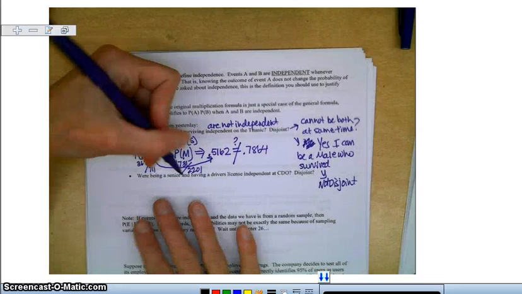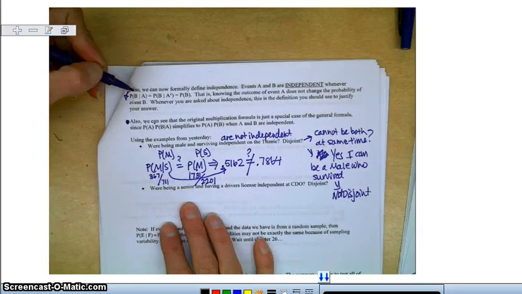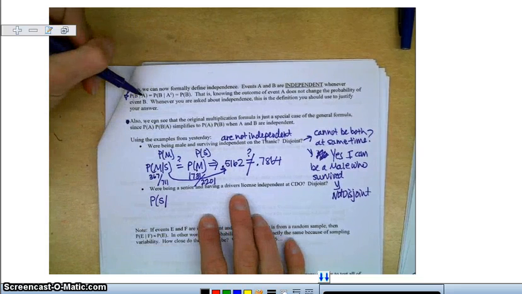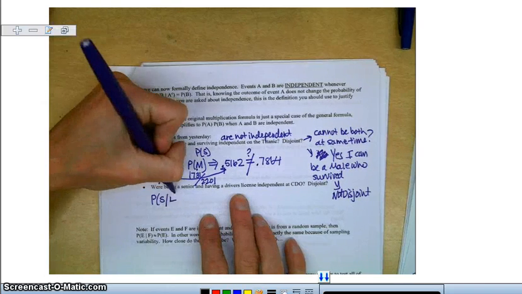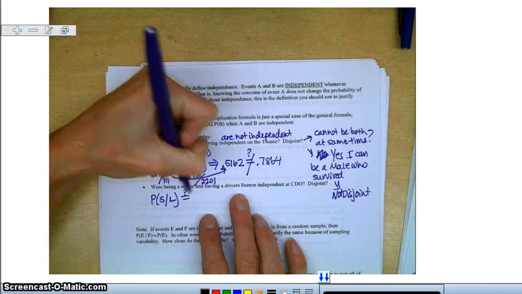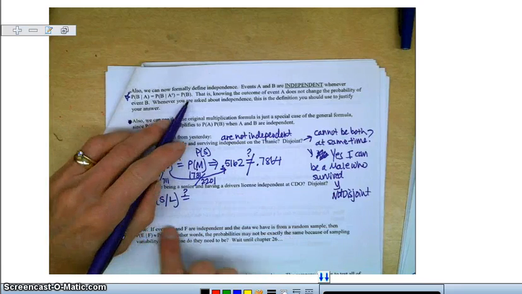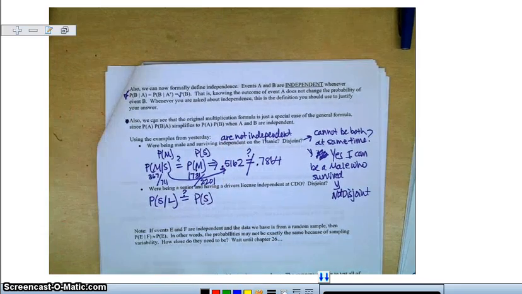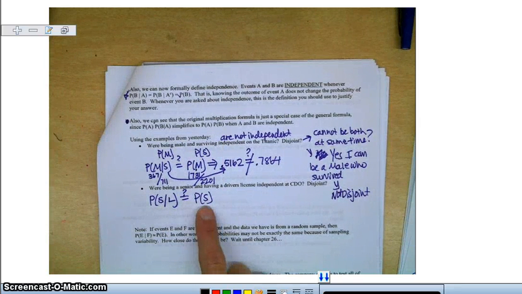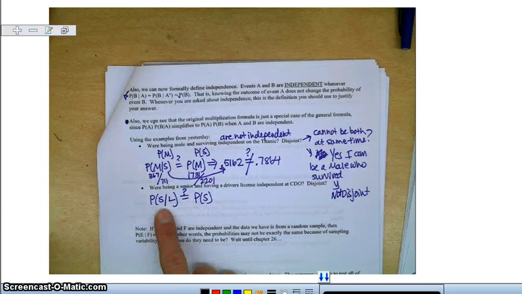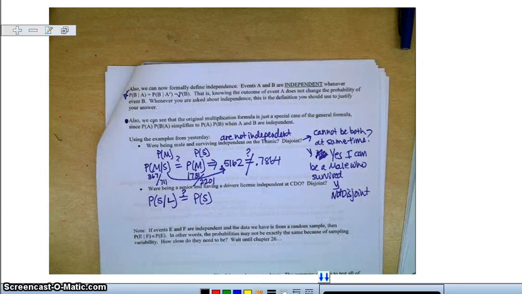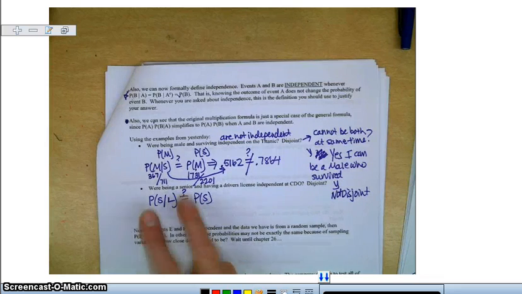So being a senior, I'm going to let that be my first event if I go up here. So the probability of being a senior, given that they had a driver's license, so that would be the given. And we want to see, question mark, is it the same as just the probability of the first event, being a senior, knowing that I had a license? If those are equal, then it's independent. If those are the same probability, then it's independent.